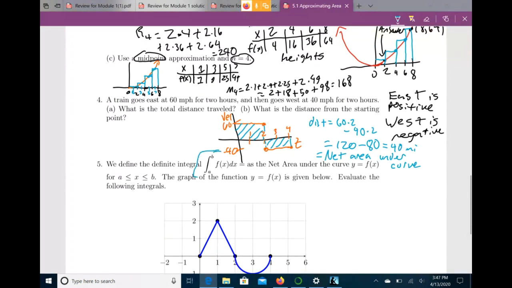This notation here, you read as the integral from a to b of the function f. And what that evaluates to is the net area under the curve between a and b. So this picture and this computation gives us the area under the curve of the velocity graph over time from 0 to 4. And this is 40.